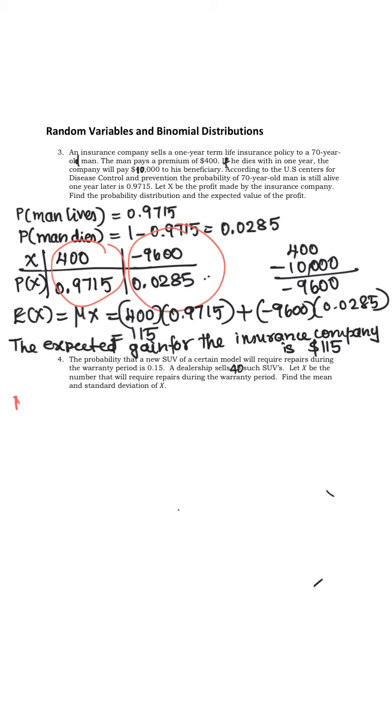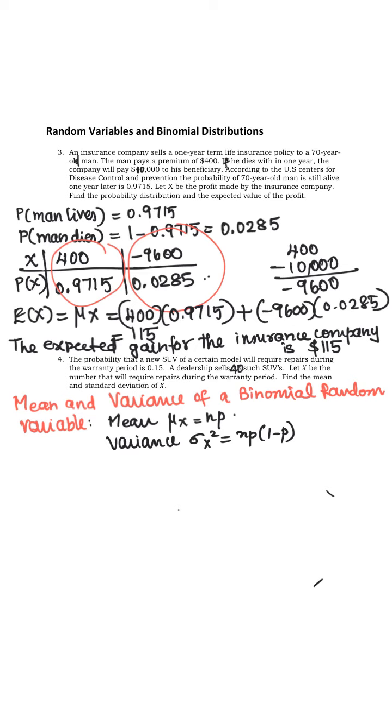Mean and variance of a binomial random variable. Mean is n times p, variance is np times 1 minus p. Here n is the number of trials and p is the success probability.